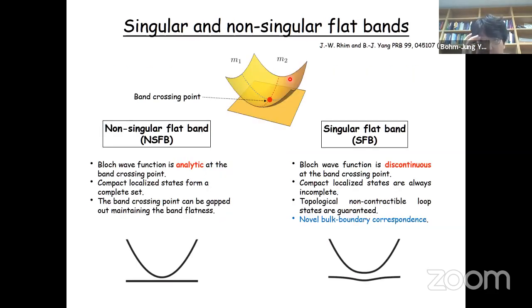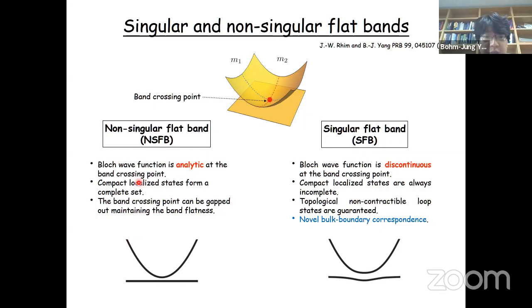Based on this idea, we classify the flat band into two classes. Even if the band structure looks the same, basically this flat band can be categorized into two different groups. One is the non-singular flat band. In this case, the wave function is analytic even at this crossing point. The other class is the singular flat band. In this case, there's a discontinuity at this crossing point.